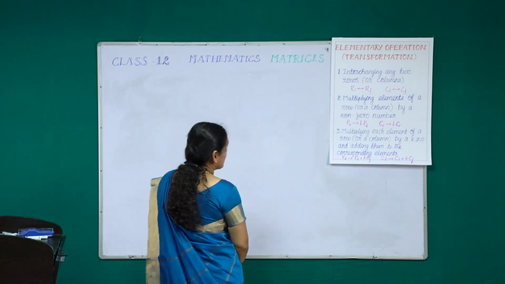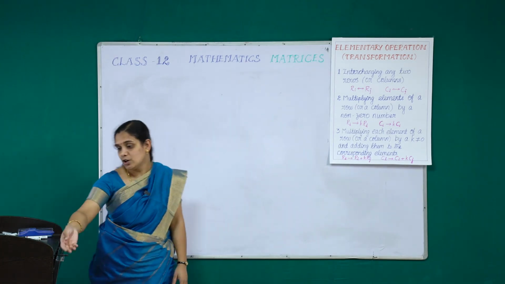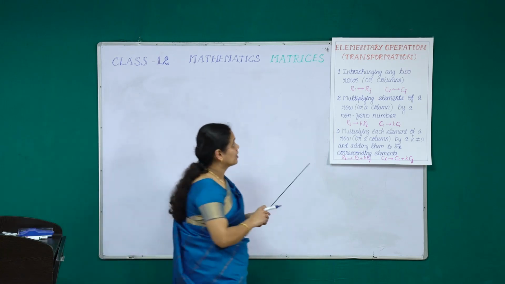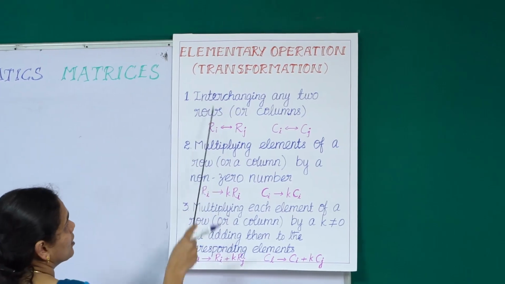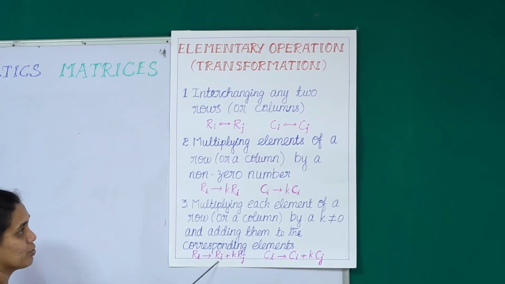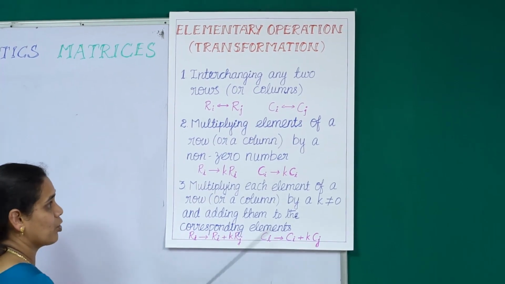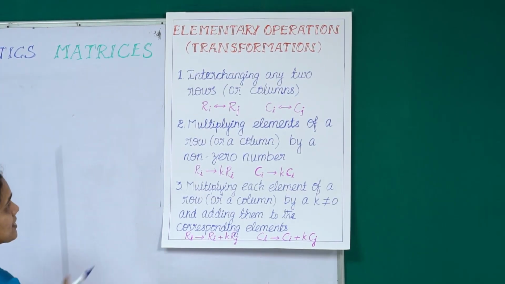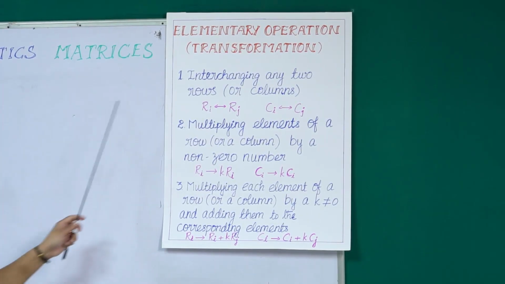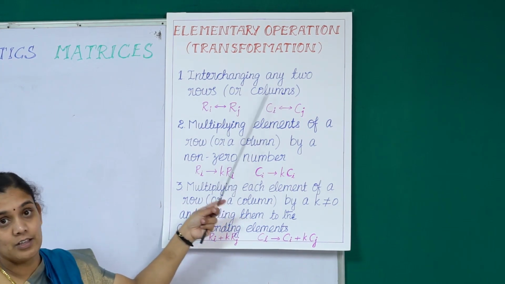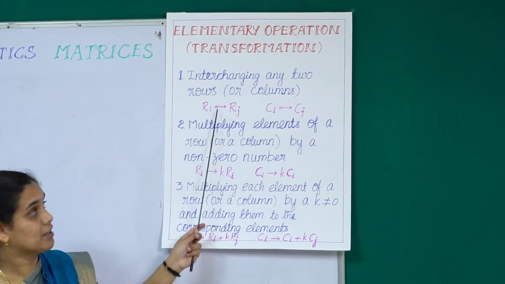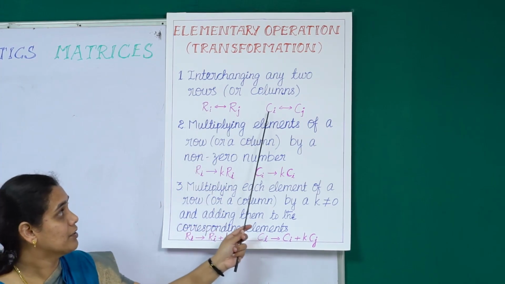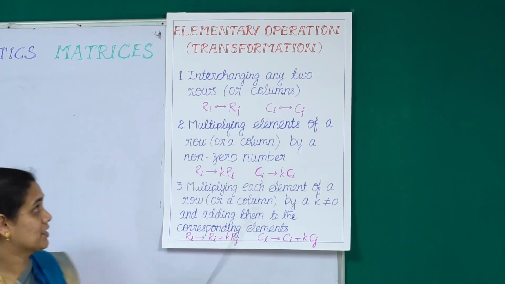See, there are 6 elementary operations or transformations of a matrix. 3 due to rows and 3 due to columns. So in total we have 6 transformations. The first one is interchanging any 2 rows or columns. So we can do this operation in a matrix. Either we can interchange any 2 rows or we can do it with columns.